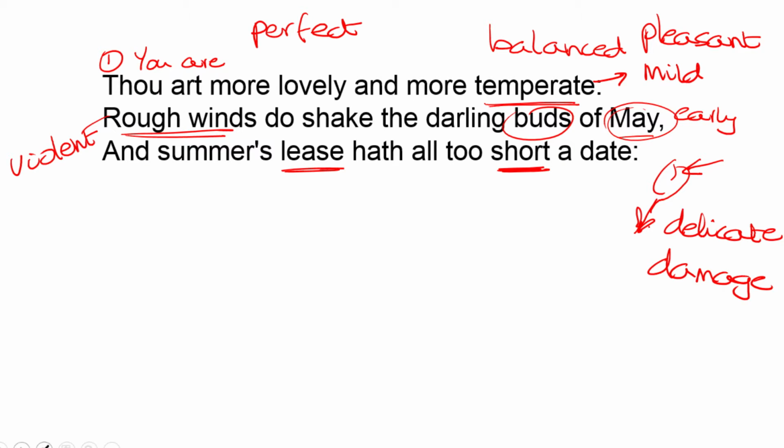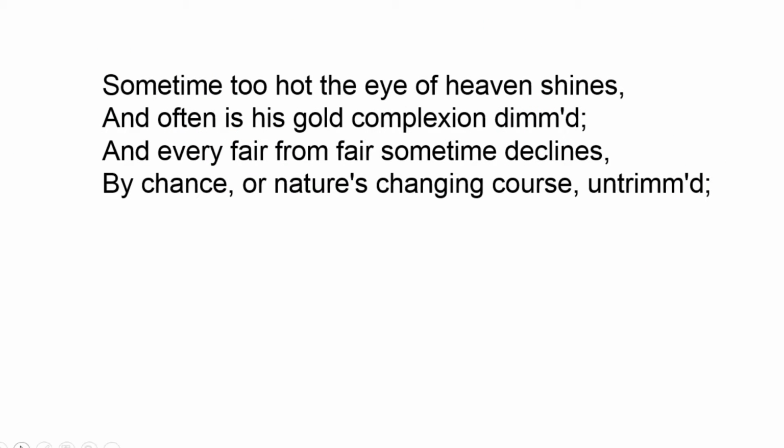And then he says there's a further problem. Sometimes too hot. So summer can very often be hot, far too hot. Well, we know that. The eye of heaven then, what is the eye of heaven? What is the eye up in the sky? It has to be the sun. So the sun is here personified as having an eye, and it shines too brightly.